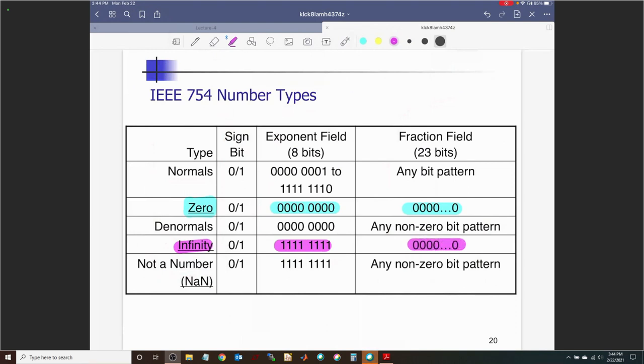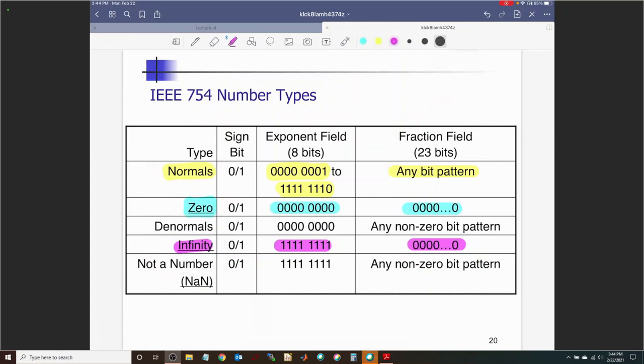Next, how do you deal with normals? Normals are the most often appeared. So in this case, you have an exponent field which goes from 1 to 254, like I talked about at the very beginning of lecture today. But for the fraction field, it can be any bit pattern.